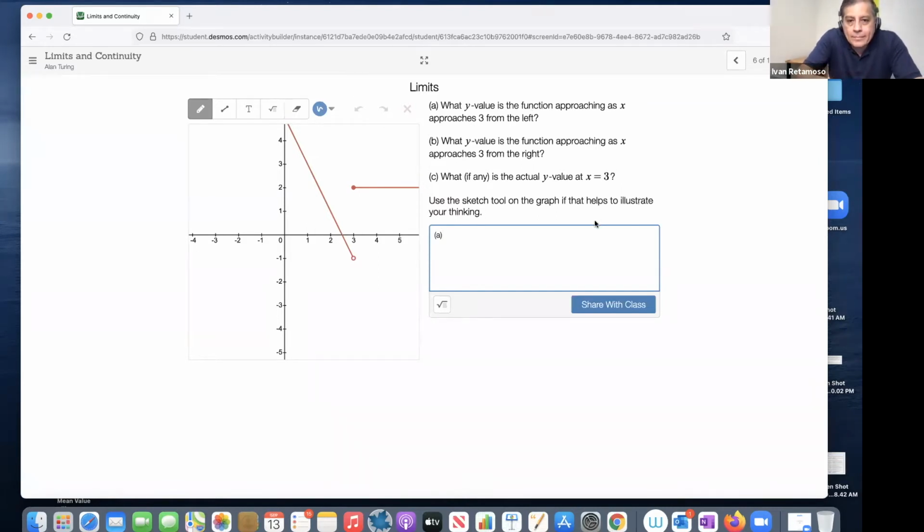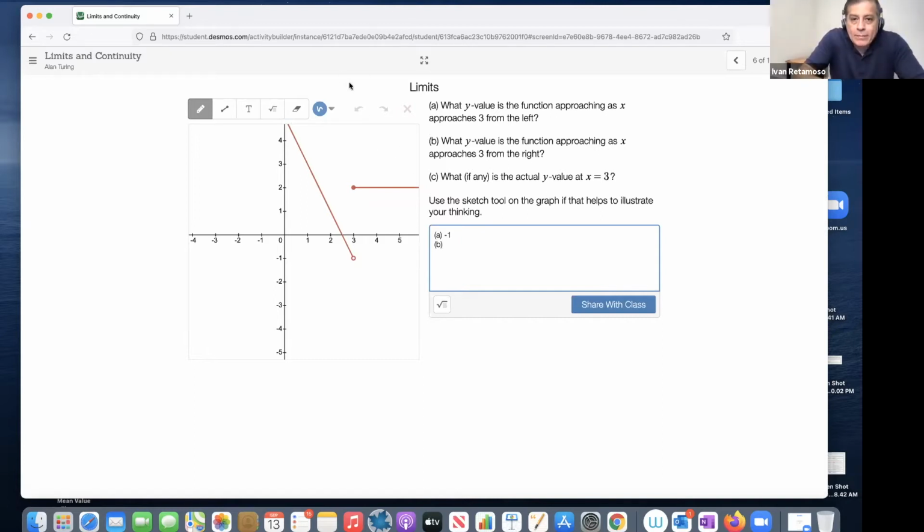Okay, so for A, would anybody tell us the answer? What y value, the output values, is the function approaching as x approaches 3 from the left, right? Isn't it going down to negative 1? You got it, negative 1. Excellent, right? Look, isn't it true that we're going to negative 1? Excellent. Now, for part B, someone else also posted here something. Yeah, Deep, very good, negative 1.